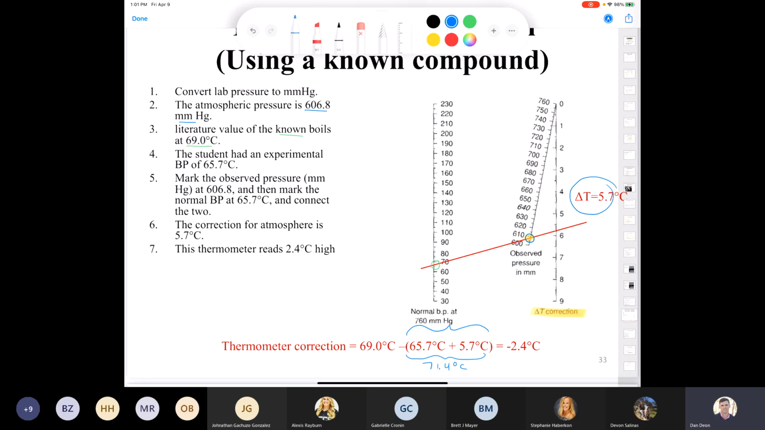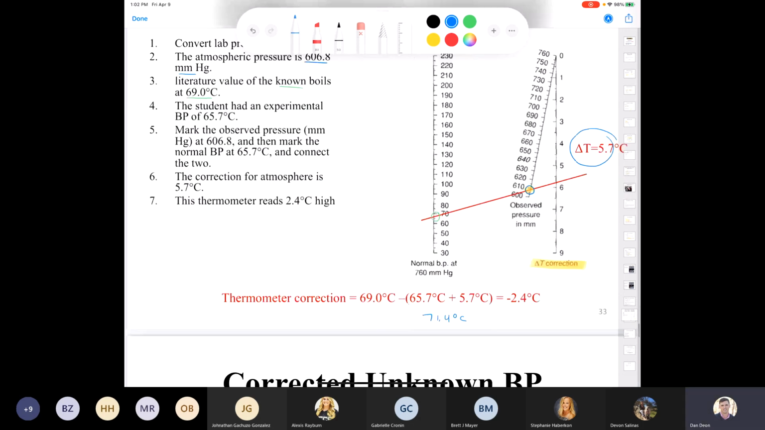Now, look, we're just talking about the nomograph correction. Based off of the nomograph correction, it tells you that you want to add 5.7 degrees Celsius, which you add to what you read in the lab. That gives you 71.4, but you know that the actual boiling point of the compound is 69 degrees Celsius. You subtract your corrected boiling point from the literature boiling point, and you get negative 2.4 degrees Celsius.